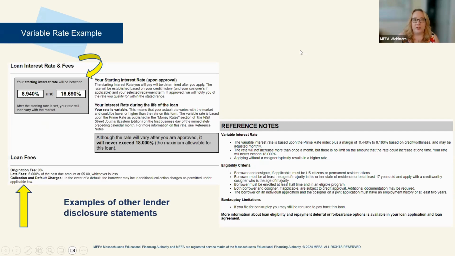But you can also see if there's any loan fees. Now, MEFA does not charge fees on our education loans, but this lender does charge some late fees, so it's good to know what those fees could be. So there's no hidden fees. And I mentioned variable rate loans, if you want to look at that cap. So here you can see what the cap would be on this loan, 18%. It will never go over 18%. And it also shows you on this disclosure statement for this variable rate what that rate is tied to. So what is the index that it's tied to? How do they determine that variable rate?